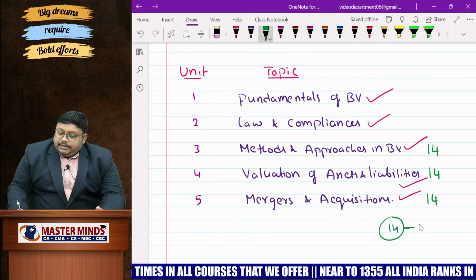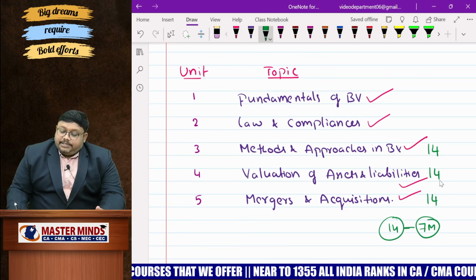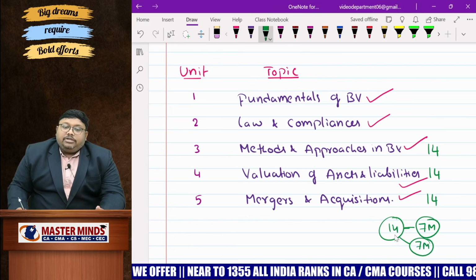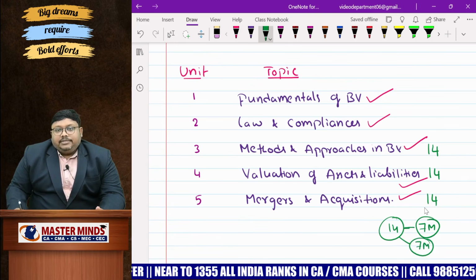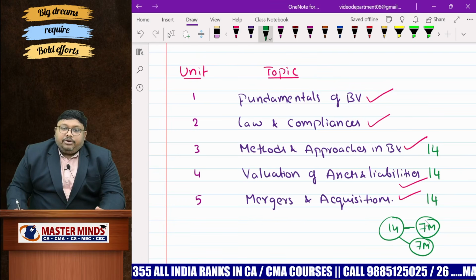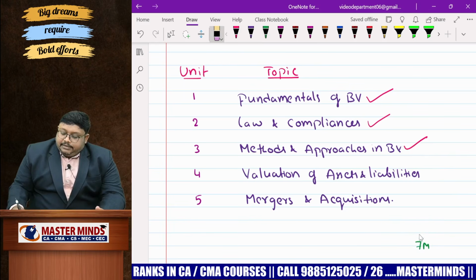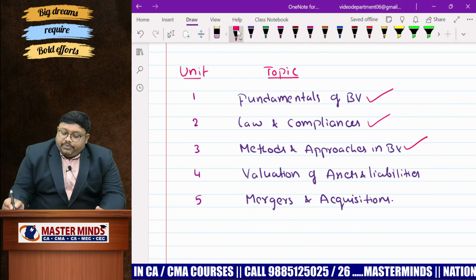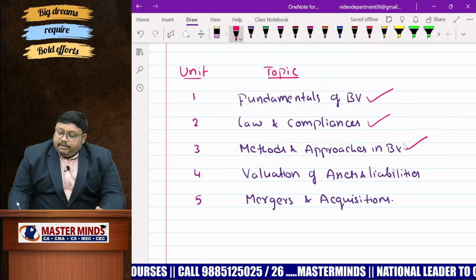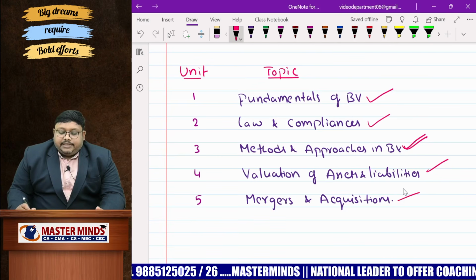out of this, 7 marks they can ask from any one of these 3 topics, especially from mergers and acquisition. For the other 7 marks, they are going to ask decision making problems based on business valuation metrics. Here we need to concentrate on the type of topics in the recent scenarios. For the compulsory question you have to prepare each and every problem from methods and approaches, valuation of assets and liabilities, and mergers and acquisition.